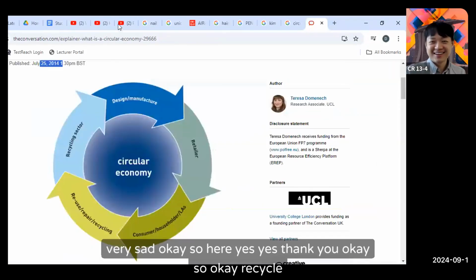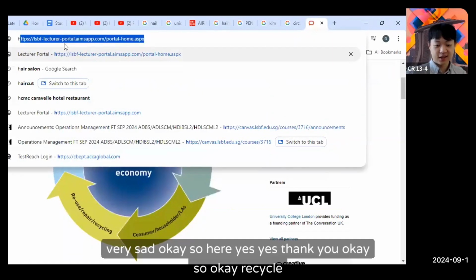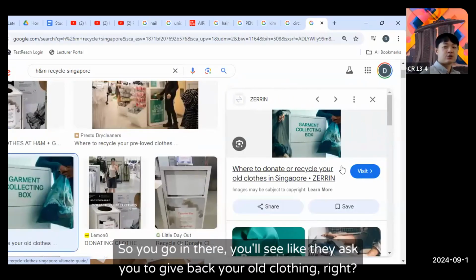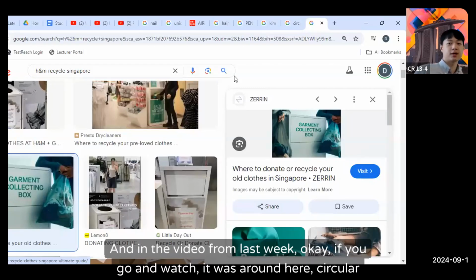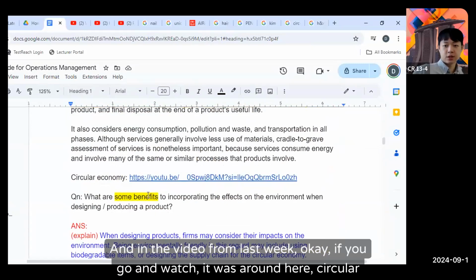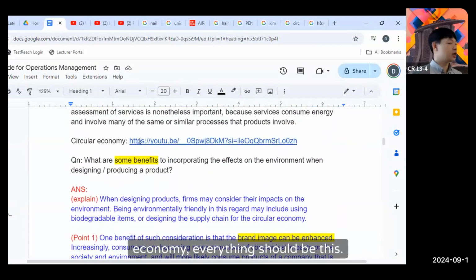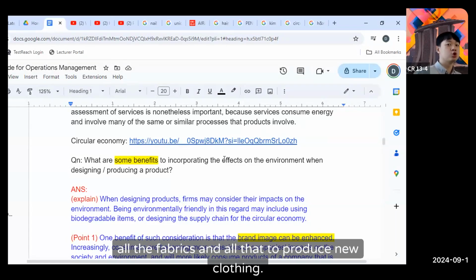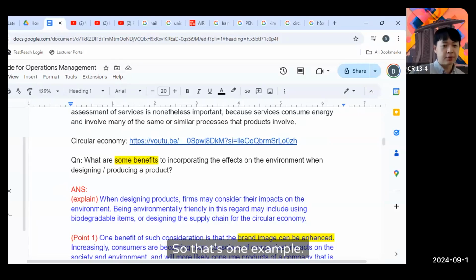Very sad. Okay, so yeah, this one. So you go in there, you'll see they ask you to give back your old clothing, right? And in the video from last week, if you go and watch, it was around here. Circular economy, I think should be this. They will show that H&M collects the old clothing and then produces new clothing using all the fabrics. All right, so that's one example.